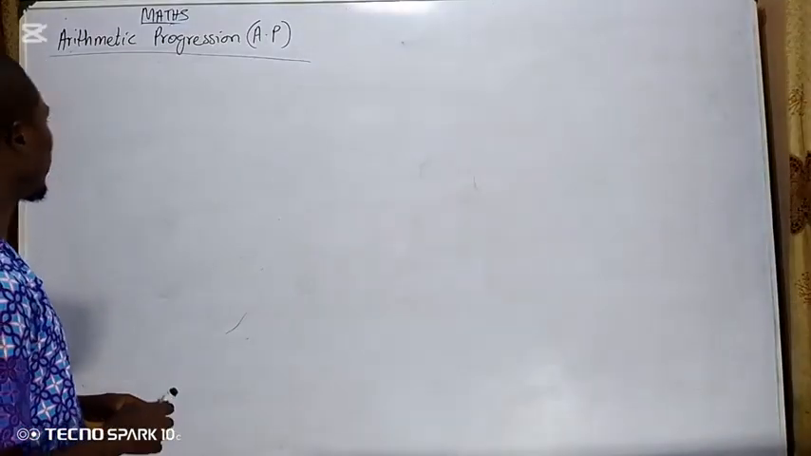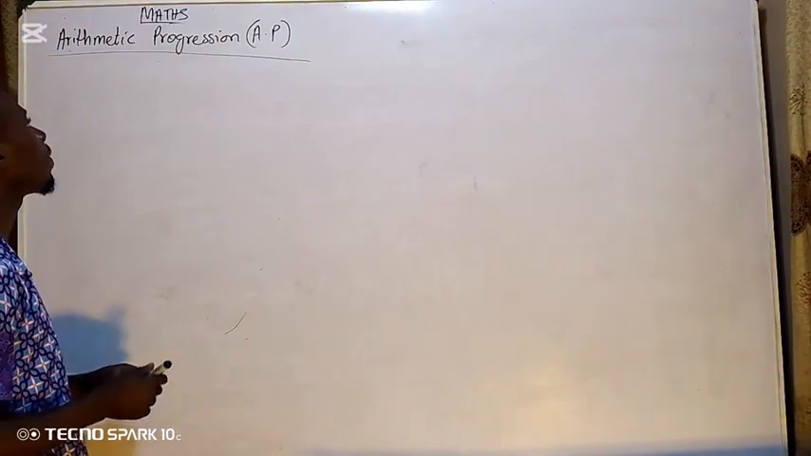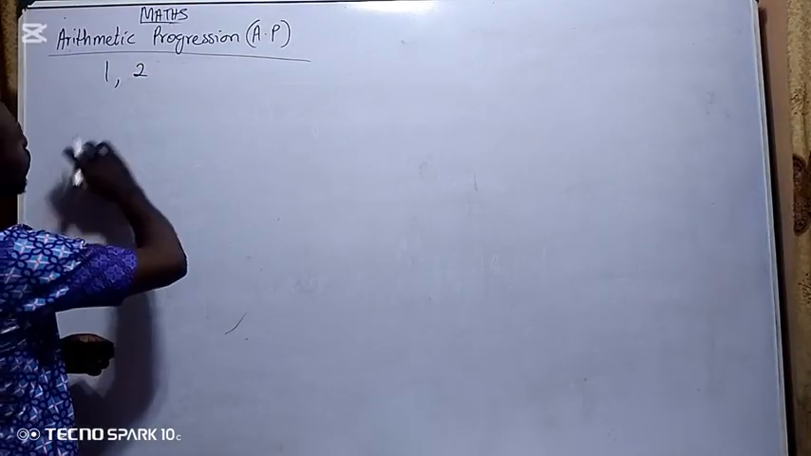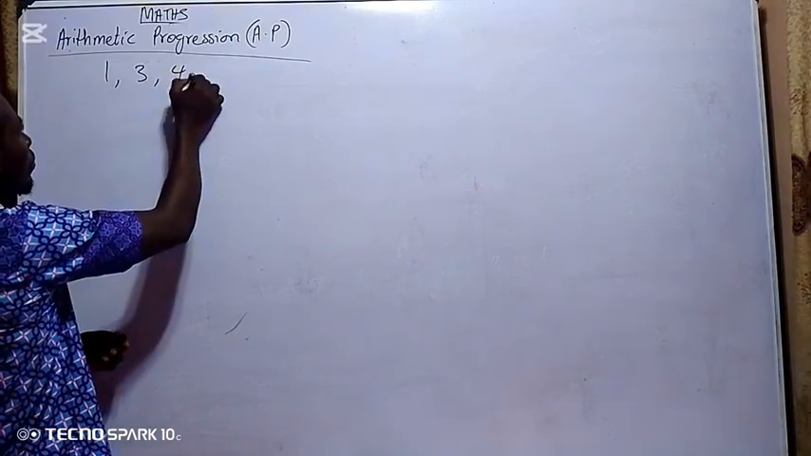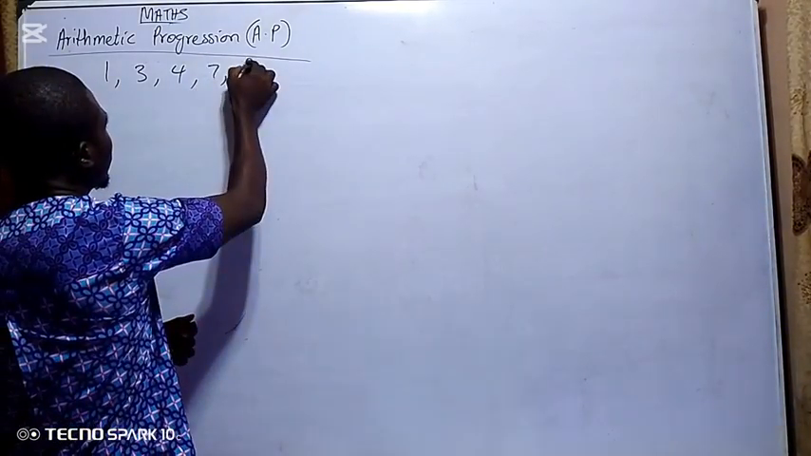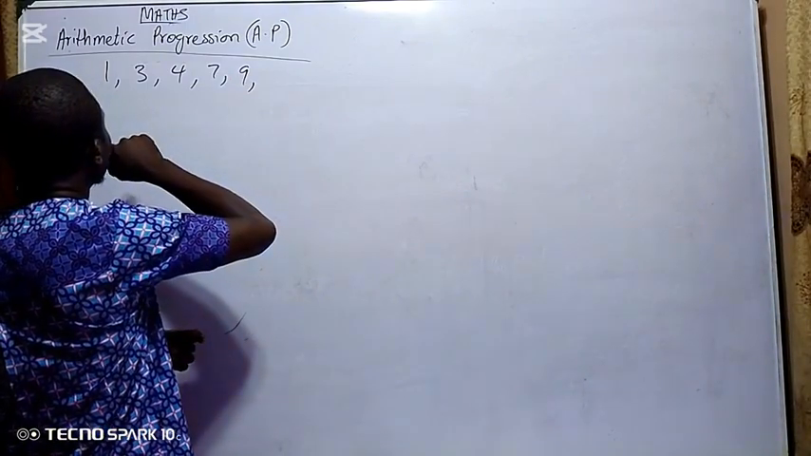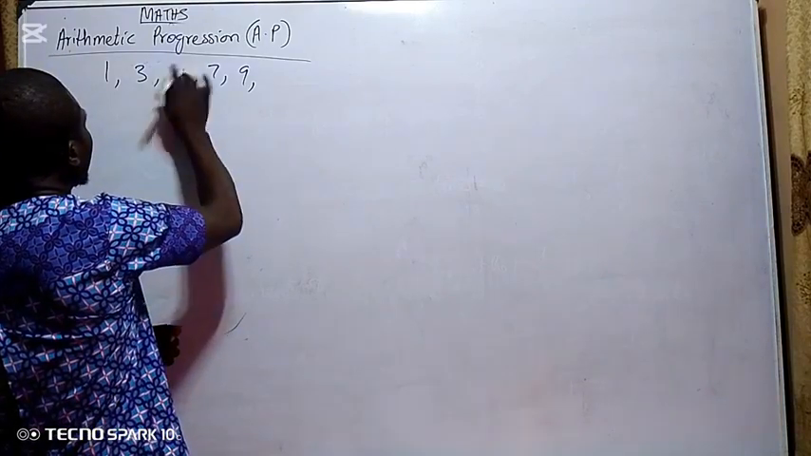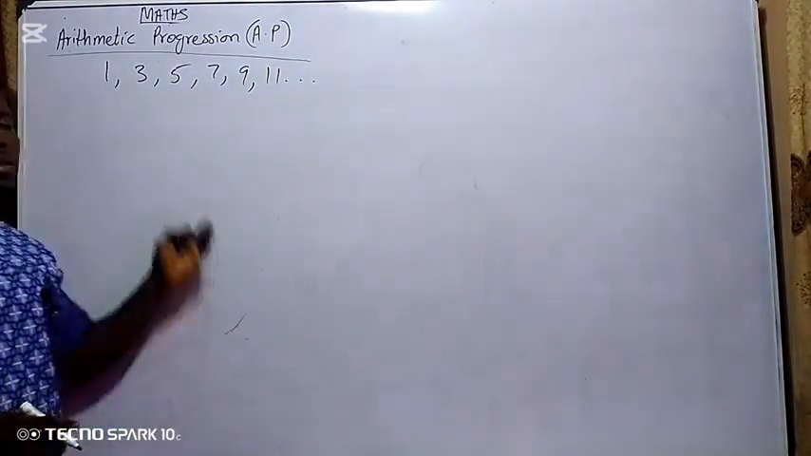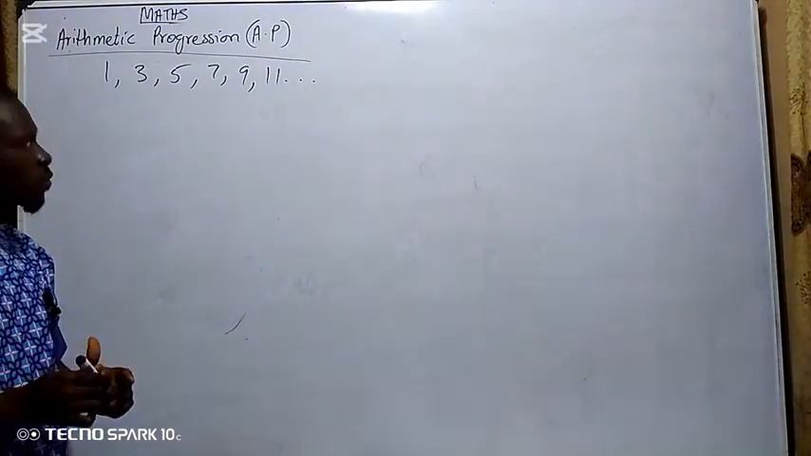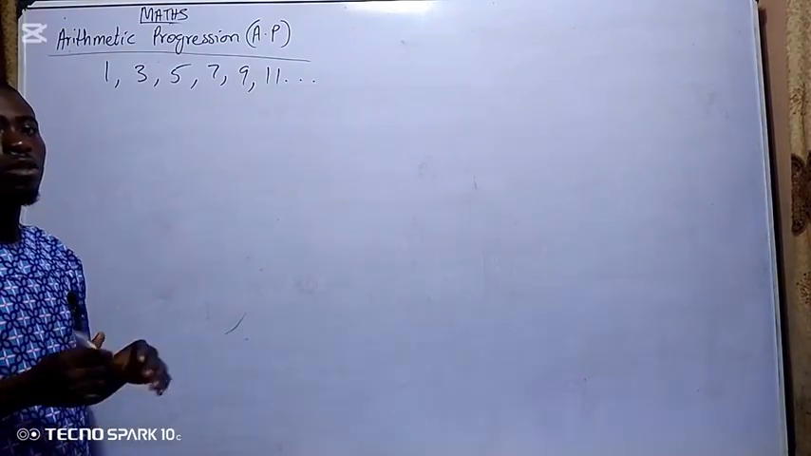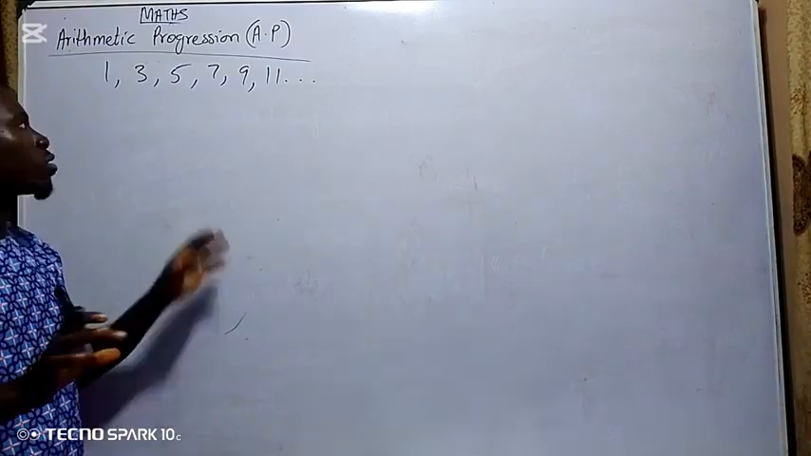So now let's proceed. Let's assume we have 1, 3, 5, 7, 9, 11. This is an example of an arithmetic progression. An arithmetic progression can either be increasing or decreasing. An arithmetic progression can also be the same.